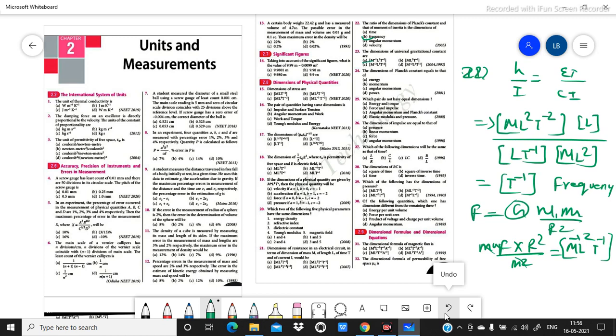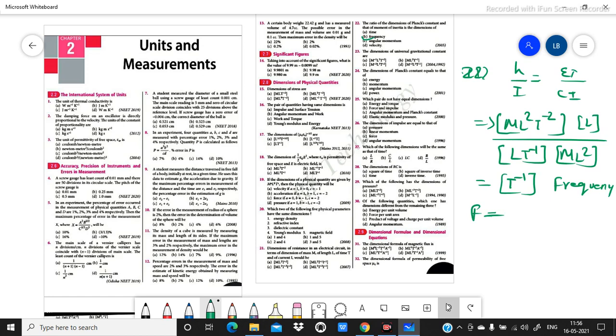So move to 24. The dimension of Planck's constant equal to dash. Again, Planck's constant is dimension E lambda, energy into length. Energy is nothing but work done, so work into length. So let's see what options are given. The options are energy, momentum, angular momentum, power. Okay, let's see then.